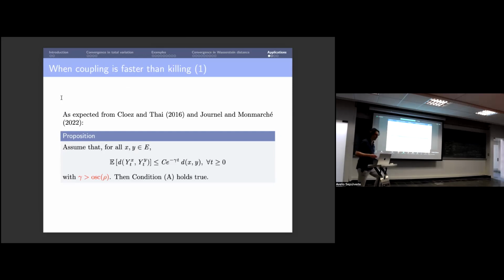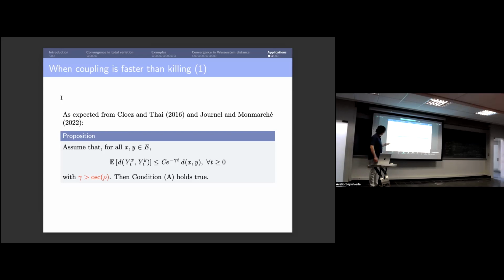Well, I assume that the coupling of unkilled processes has some contraction rate gamma, as before. And then gamma needs to be smaller than the rate of killing. So more precisely, no, bigger, sorry, gamma needs to be bigger than what I call the oscillation of the killing rate. So it's the maximum minus minimum of the function rho, right? And so this is a general principle that was observed in the examples of these papers. And so with our criterion, it's just immediate.